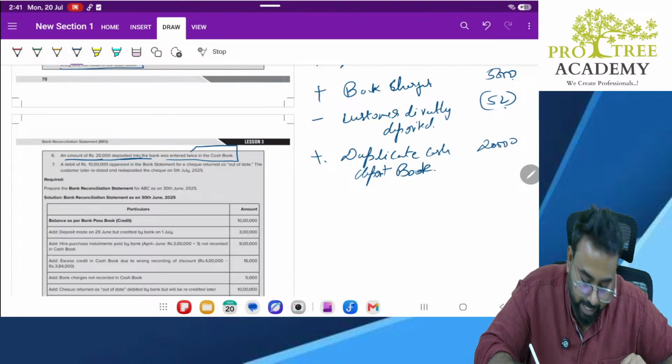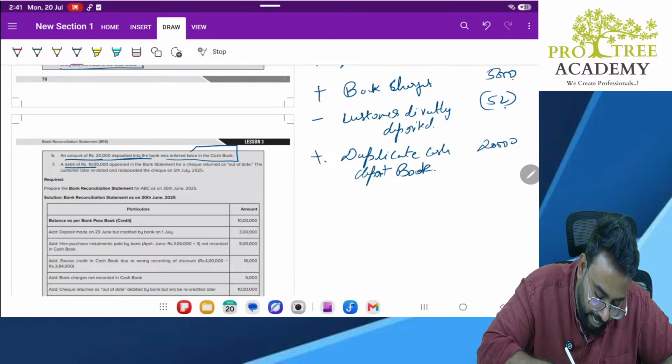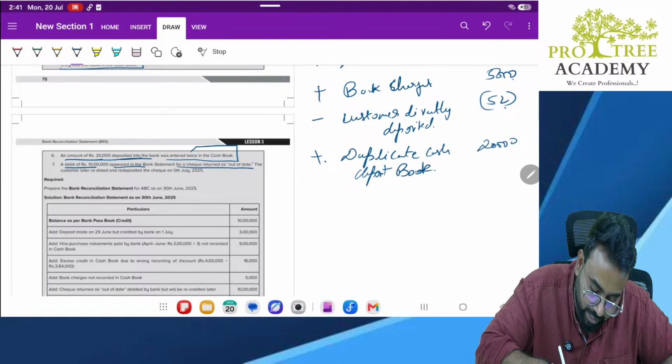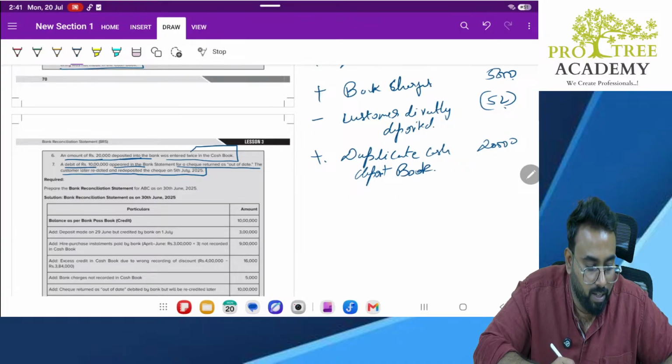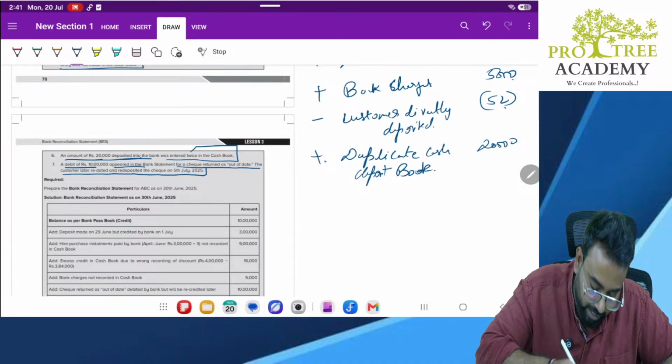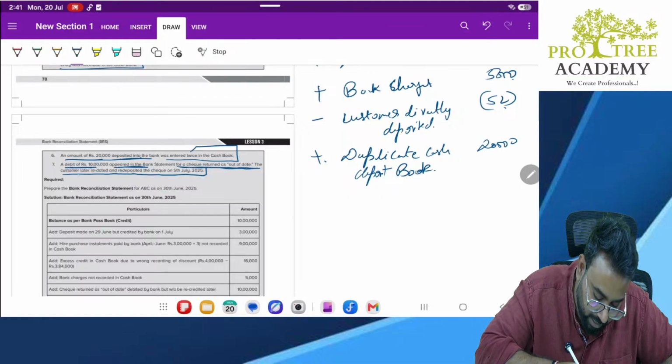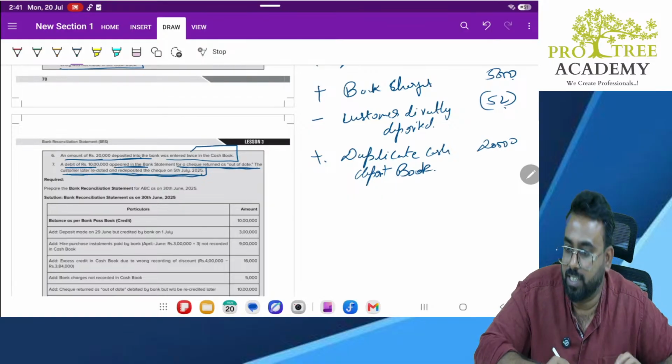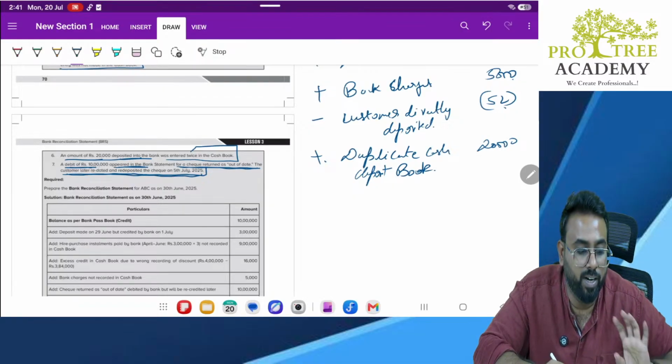Okay, next, a debit of 10 lakh appeared in the bank statement for a check returned as out of date. The customer later redated and redeposited the check. Now can you tell me what is this transaction?